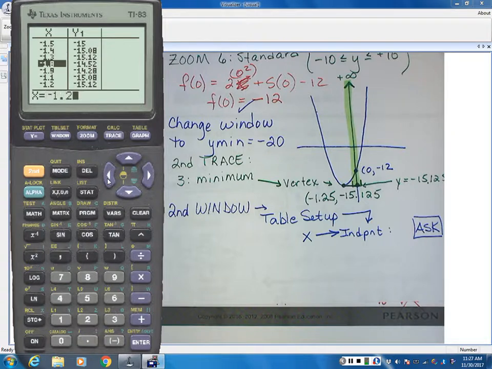Negative 1.2. Negative 1.1. Negative 0.9. Negative 0.8.